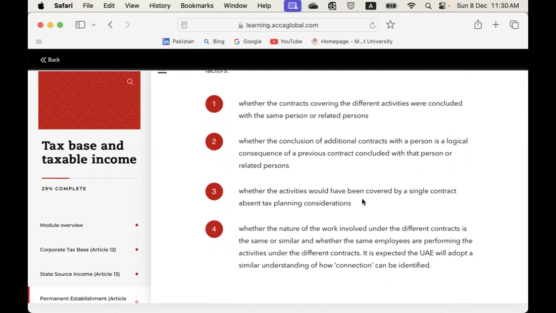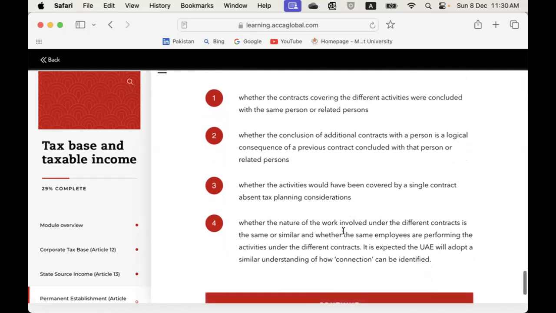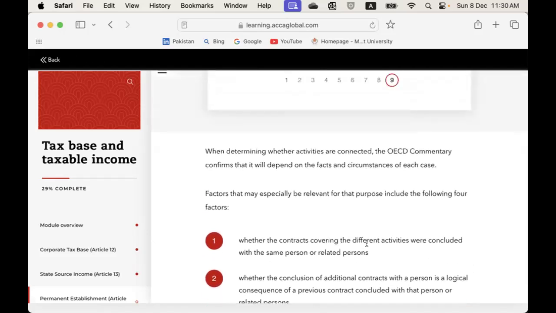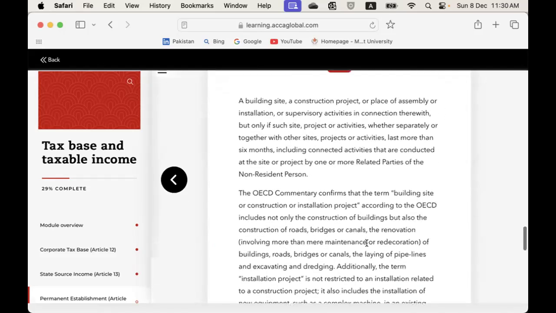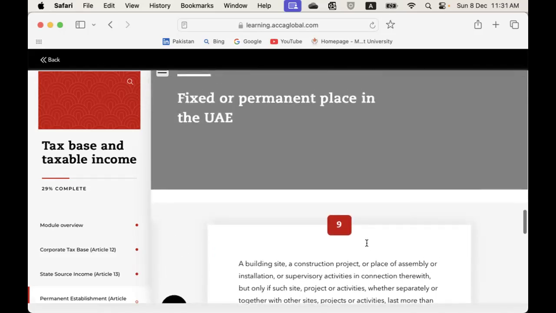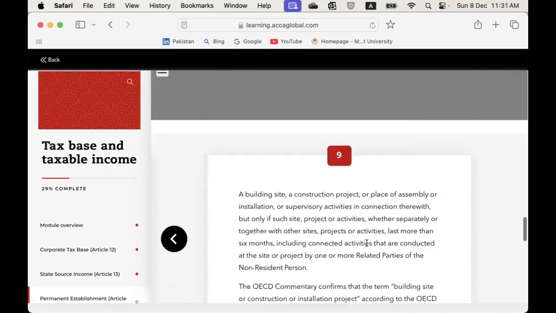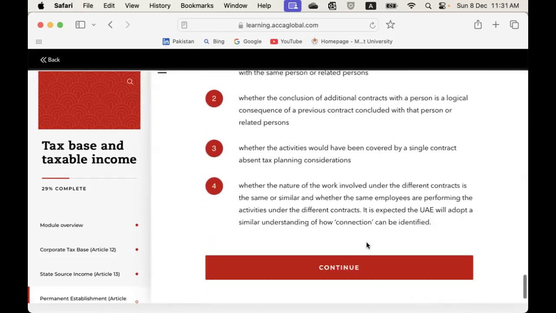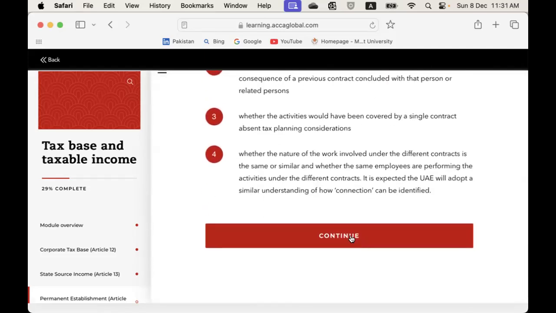Whether the activities would have been covered by a single contract, absent tax planning considerations, whether the nature of the work involved under the different contracts is the same or similar. So, this is again what we are looking at. It was a discussion on fixed or permanent place in the UAE. So all of these criteria will need to be brought into picture.